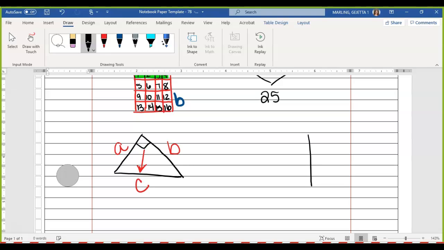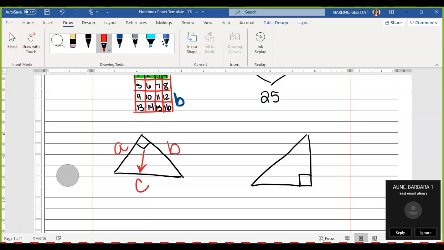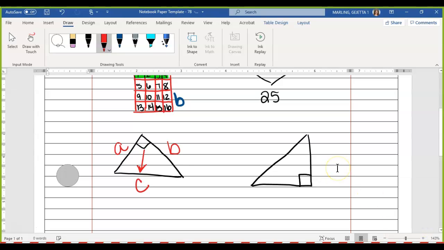One more. I'm going to draw a little backwards looking triangle. Label A, B, and C. Label your hypotenuse. Draw your arrow. Good job. Do not forget your arrow. Find your hypotenuse first, then label your A and B.